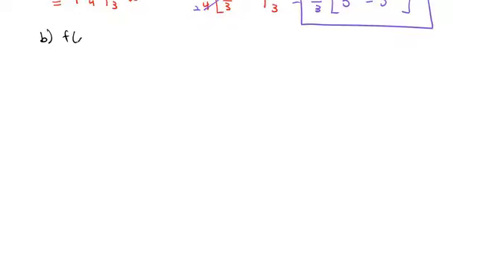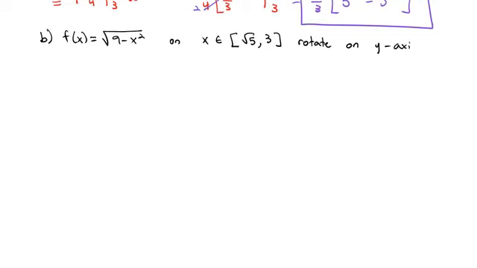Let's say our function is f of x equals the square root of 9 minus x squared, and x is going to run from the square root of 5 to 3. And we're going to rotate on the y-axis. That's significant because if we rotate on the y-axis, we have to take the derivative with respect to y. Basically, the only extra step we have is to convert everything into y's.